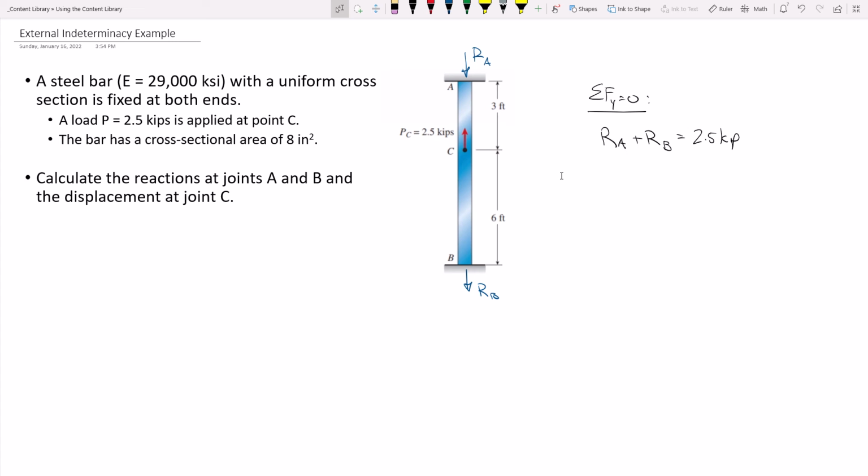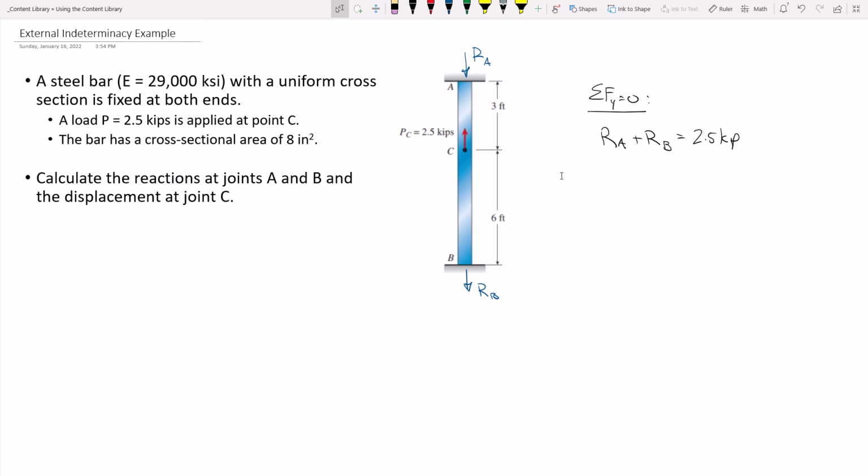Let me ask you a question. So what we're going to do is we are going to again utilize compatibility relationships, okay? But with this problem, we have a couple of different options. So here's what I'm getting at. I have 2.5 kips going upwards. I need 2.5 kips going downward in order to maintain equilibrium.